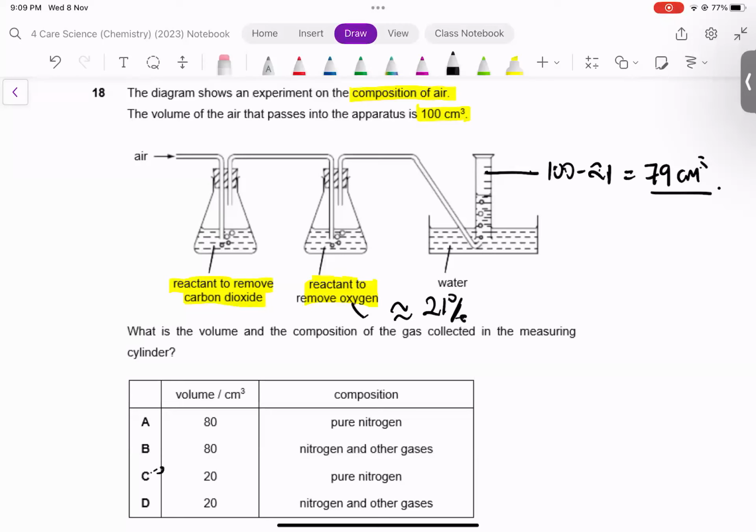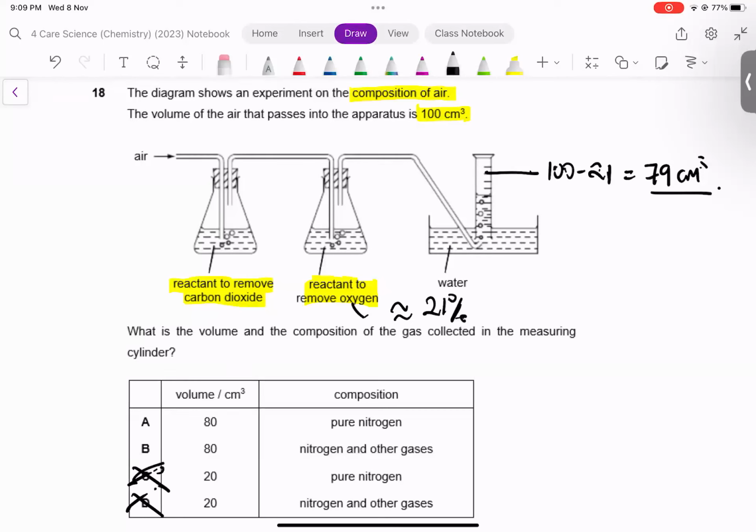Don't leave it blank. This is obviously rounding off. 79 is rounded off to 80. So the answer must be 80 cm³ of air left because only about 21 cm³ of the oxygen was removed. So 80 cm³-ish is left.